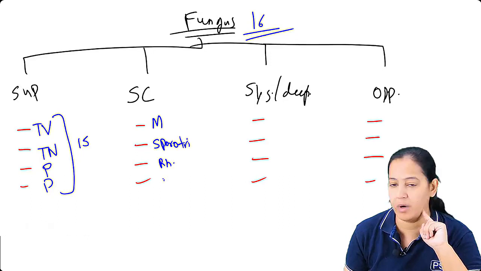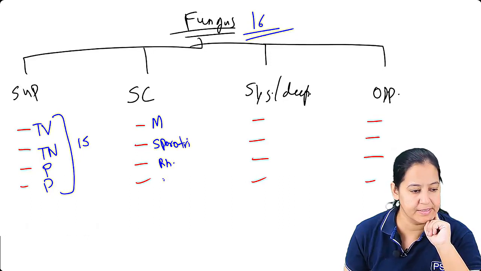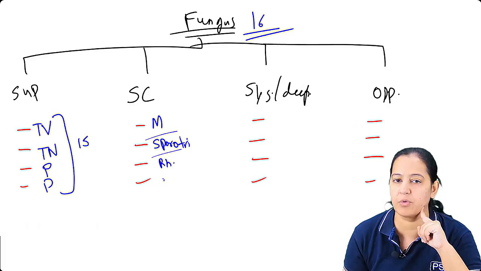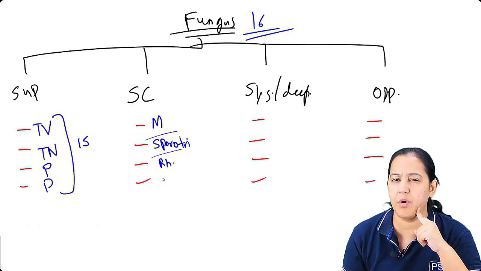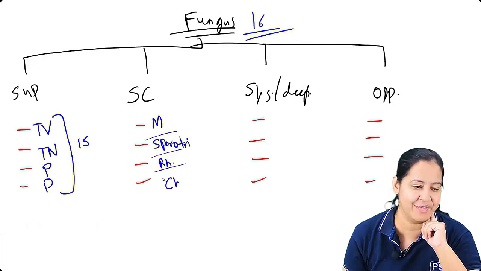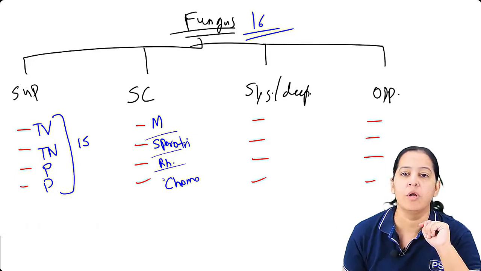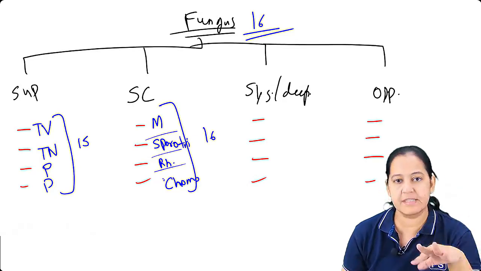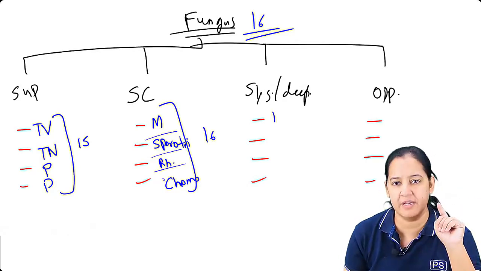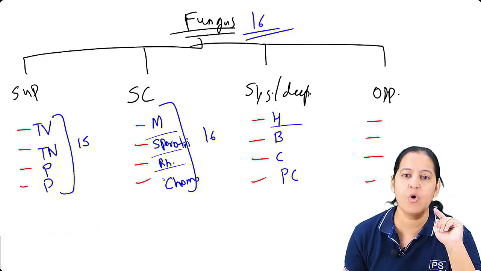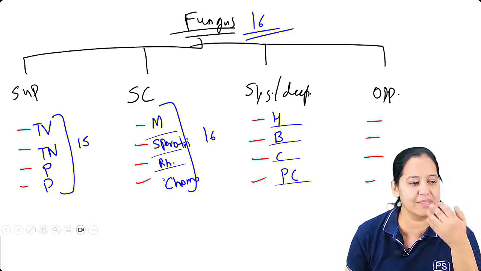Rhinosporidiosis and one more. Mycetoma is done, Sporothrix is done, rhinosporidiosis is done. What one more am I missing? Chromo. Very good. Thank you for reminding Chromo. So there are four here on page number 16. I have compiled all four just now. You can make some mnemonics also if you wish. Here, Histo, Blasto, Coccidio, Paracoccidio. Very easy. In this sequence only I'm going to teach you.